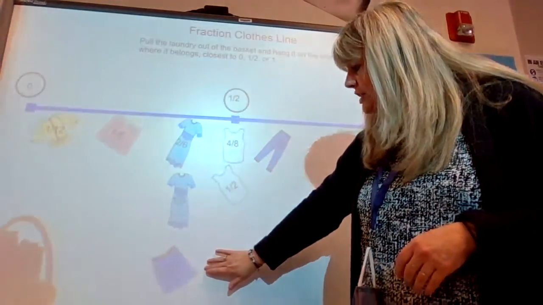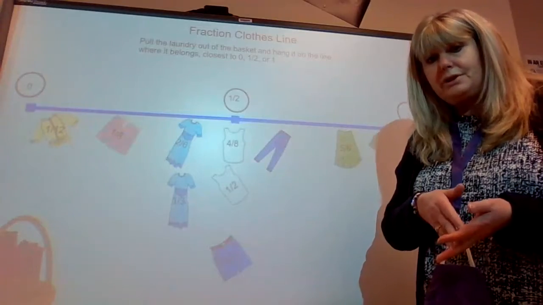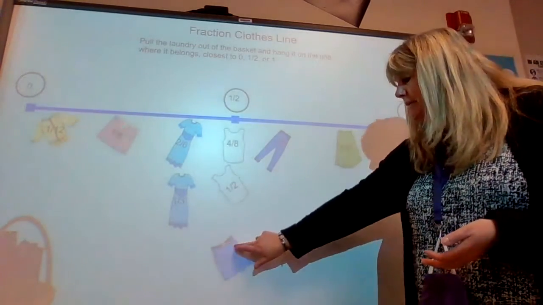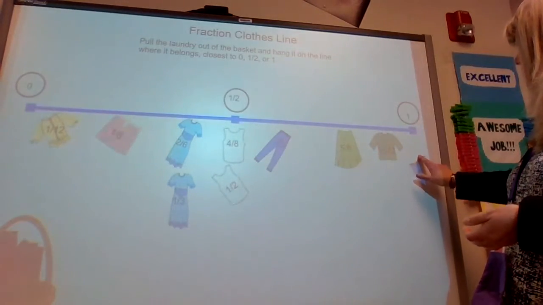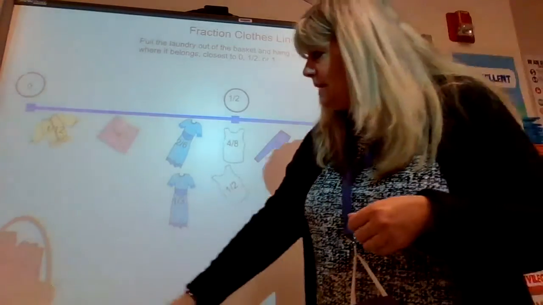Oh, I've got a pair of jeans and it says 12/12. Well, I know if the denominator is the same as the numerator, that means it's a whole, so I'm going to put it right here underneath the 1. What else do we have in this basket?